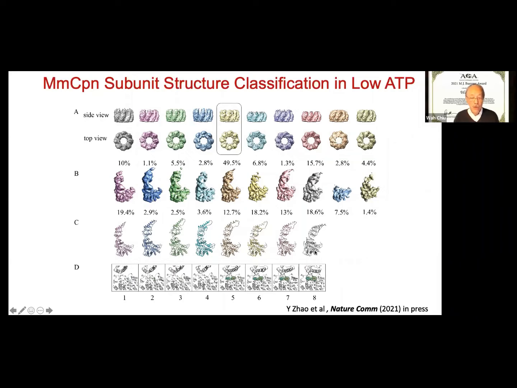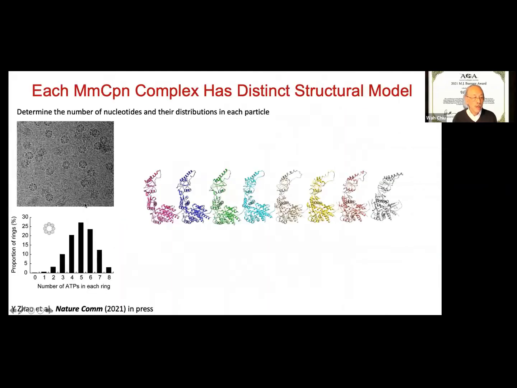Since we started with this 50% of particles and we classify the subunits, as a result, we know for each of the classes which ring the subunit comes from. Because of that statistics, we are able to figure out the number of ATP in each ring. So you can see that's the proportion of the ring. The majority of the rings have 4 to 6 ATP.